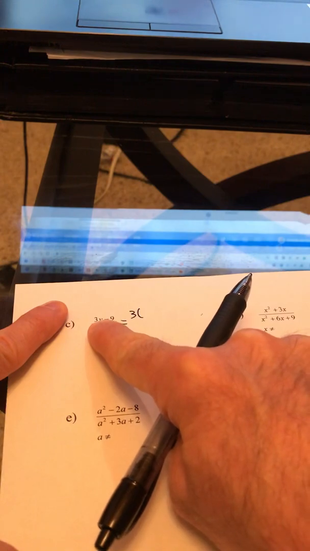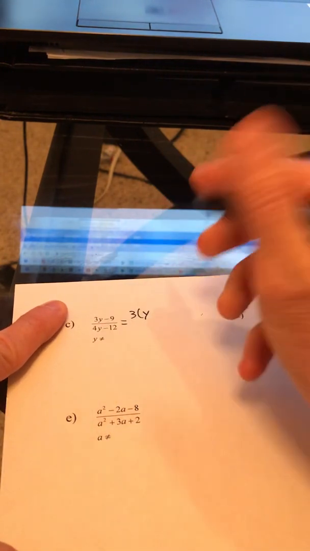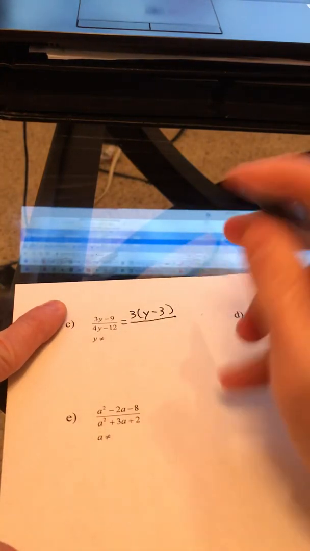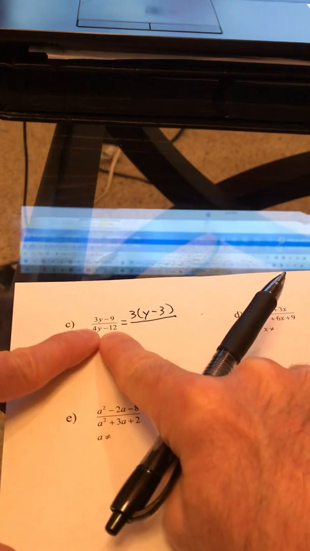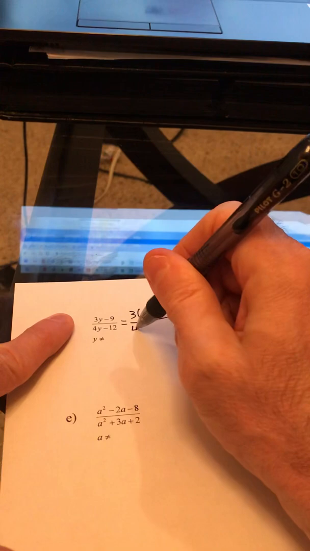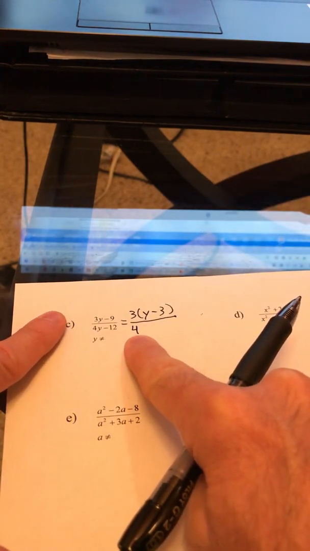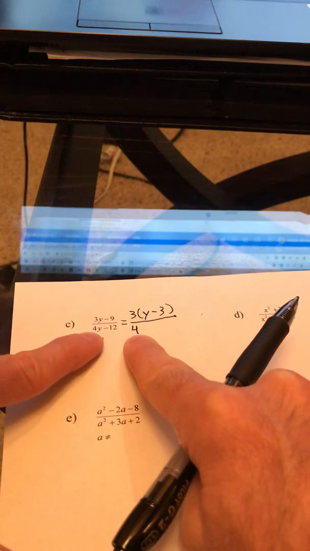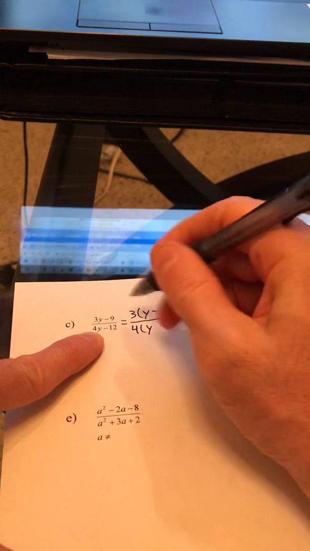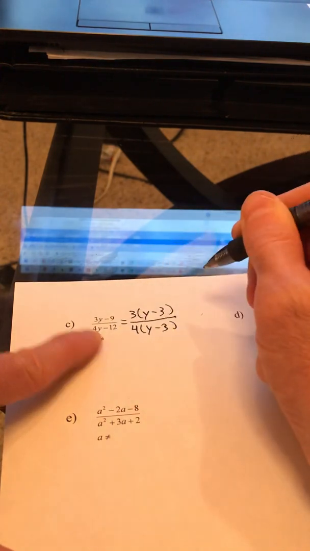So if I take 3y divided by 3, I get y. If I take minus 9 divided by 3, minus 3. 4y minus 12 here, the GCF: what can I divide out of each of these is 4. So basically what you're doing is we're kind of undistributing when you factor. Divide the 4 out of 4y, it leaves a y. Divide negative 12 by 4, it's negative 3.